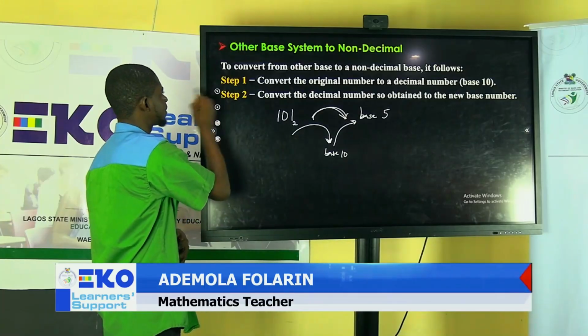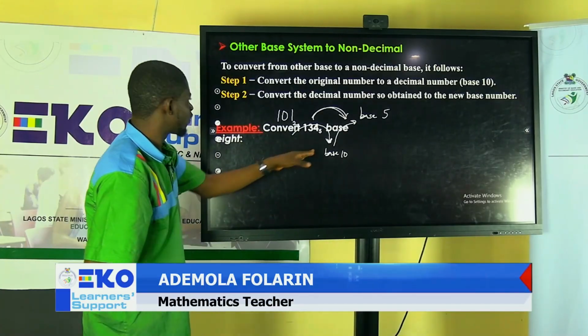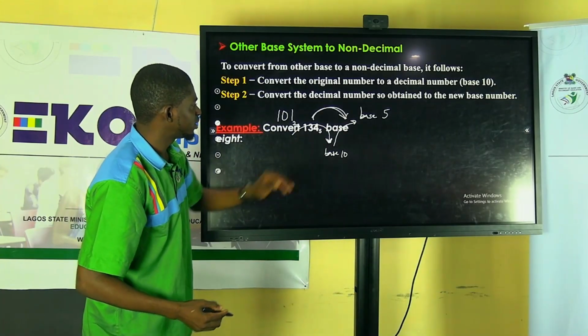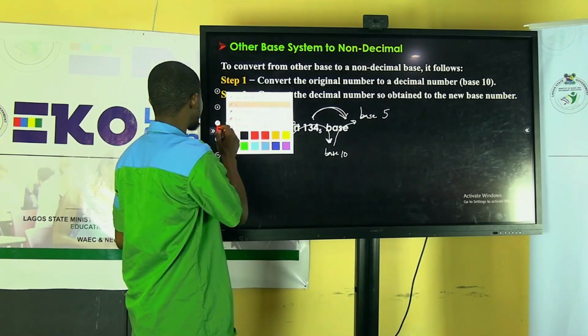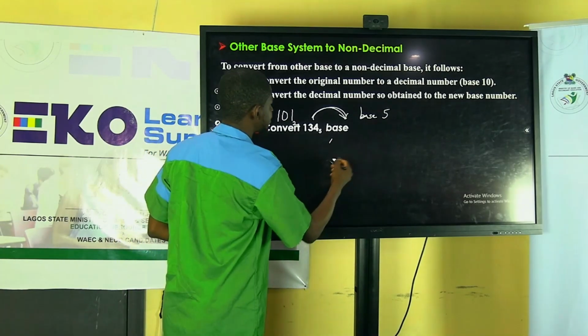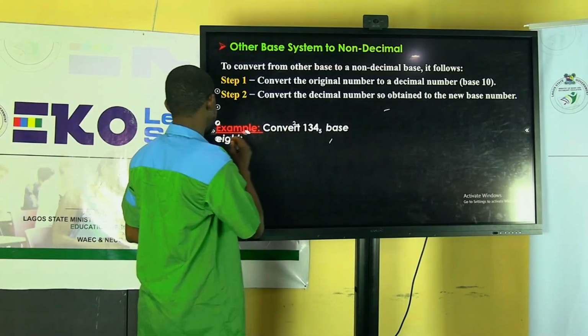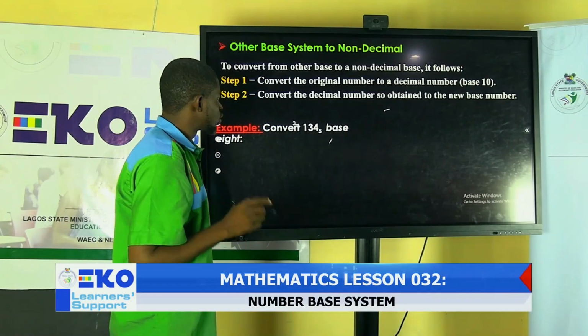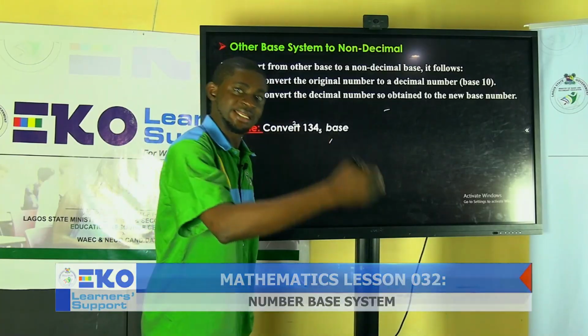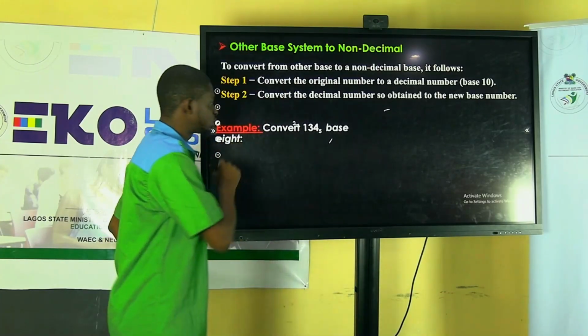So let's look at an example. Here we are to convert 134 in base 5. 134 in base 5, we are converting it to base 8. We want to convert this to base 8. So that means we first take it to base 10 before we take it to base 8.